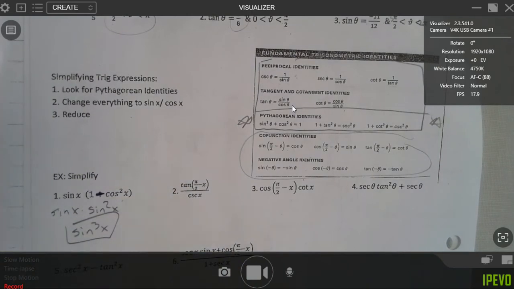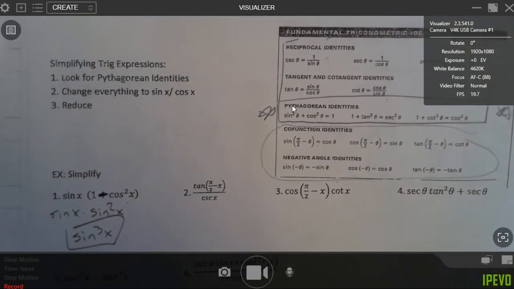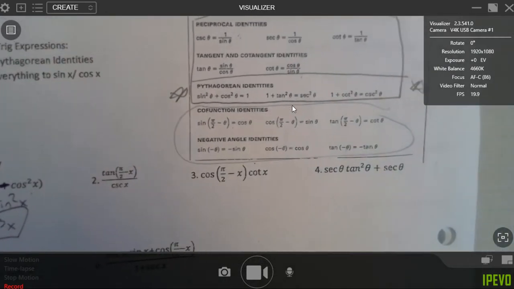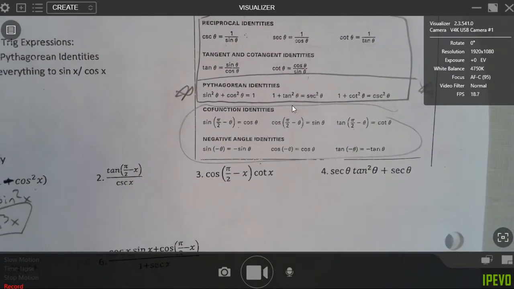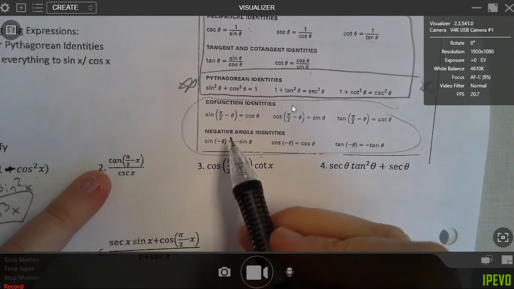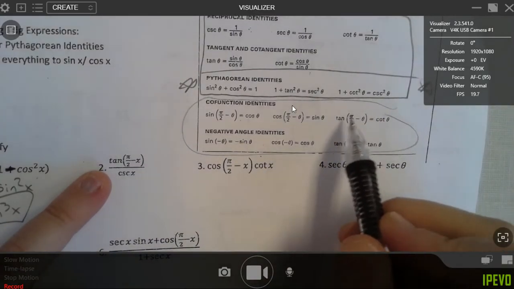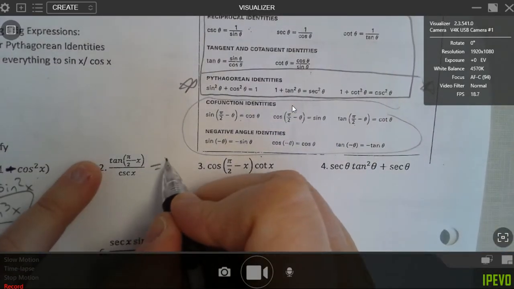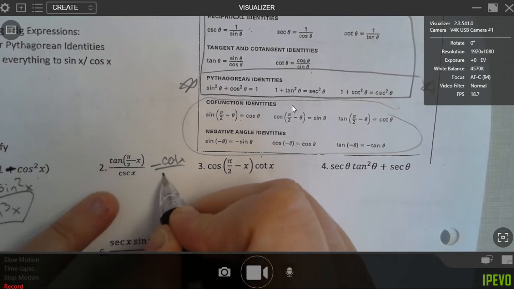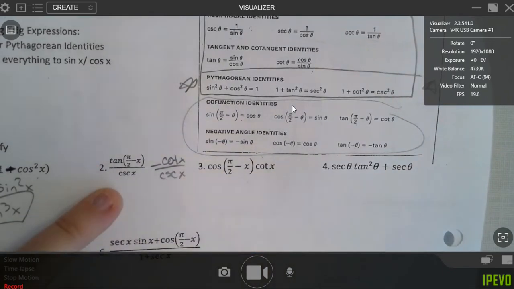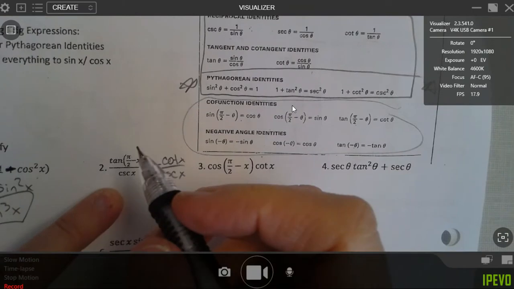So the second one, we're going to move this down a little bit, and over. So tangent, this right here is this right here. So that's the same thing as cotangent. So this is the same thing as cotangent of x over cosecant of x. And now I'm going to change everything to sines and cosines and see if things start canceling for us.